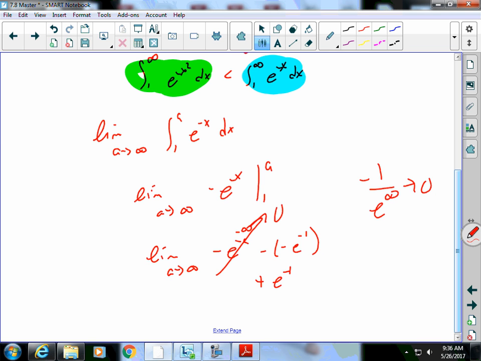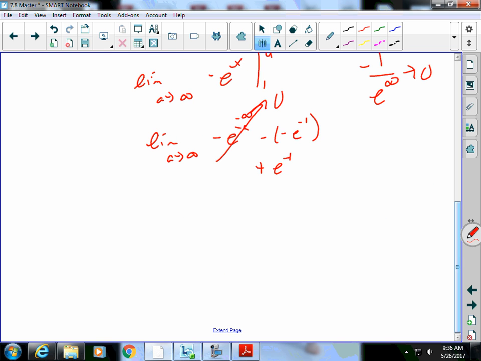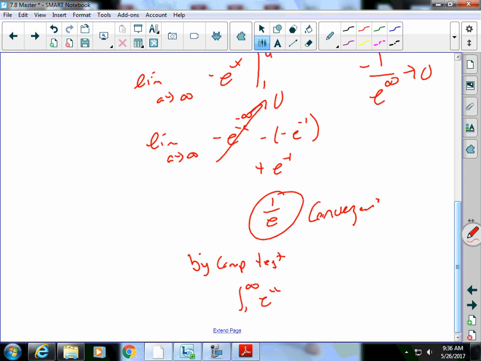Plus e to the minus 1. Well, e to the minus 1 is just 1 over e. I'm convergent. All right, so we'd say by the comparison test, the integral from 1 through infinity of e to the minus x squared dx converges.